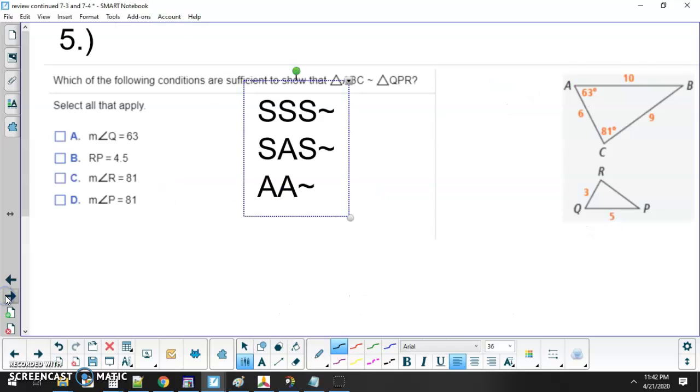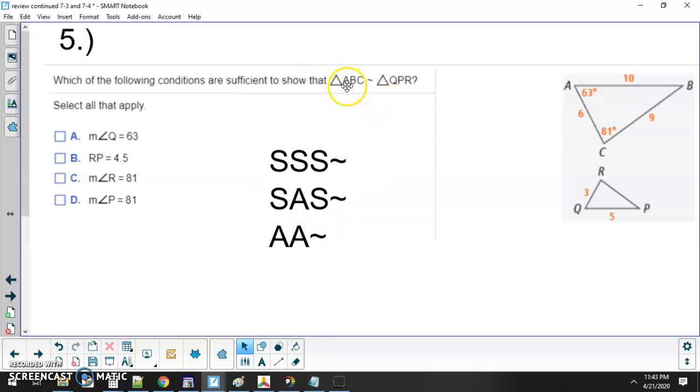Alright, let's look at number 5. I have this one here. They're asking you what information would be enough to show that these two triangles are similar. And you want to pay attention, of course, to the order that they write the two triangles in. Sorry, that's hiding back there. Angle A matches up with angle Q.